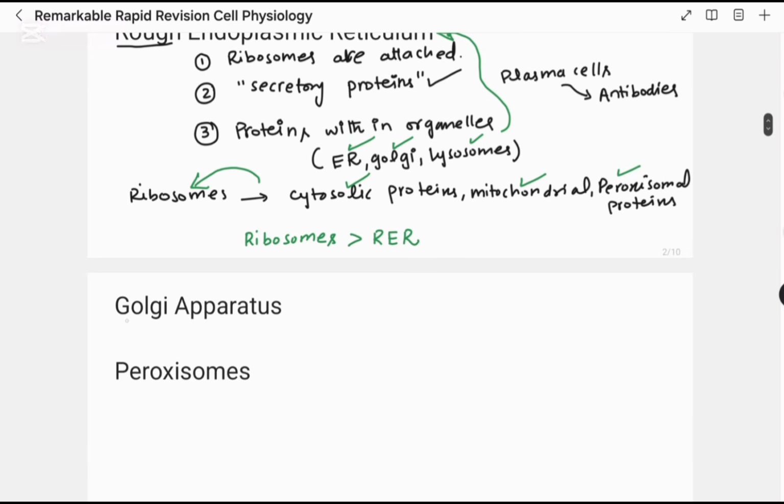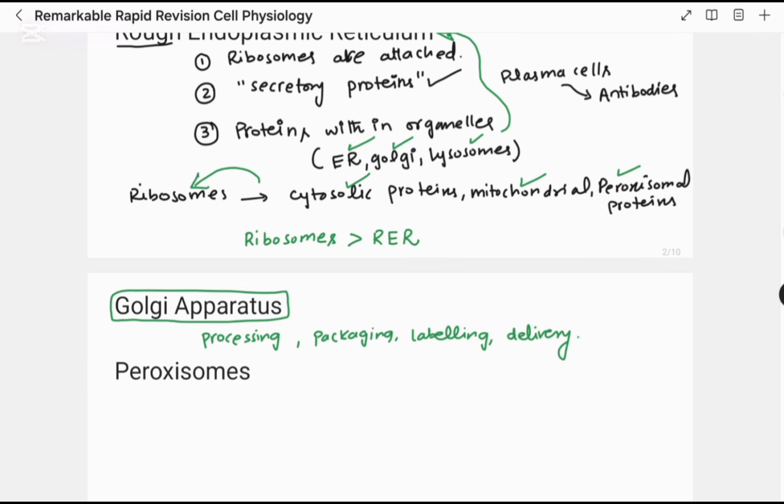Golgi apparatus, just इसको ऐसे देखें जैसे you are looking at the working of a factory. वहाँ पे प्रोसेसिंग ऑफ प्रोडक्ट है, पैकेजिंग ऑफ प्रोडक्ट है, लेबलिंग ऑफ प्रोडक्ट है एंड डिलीवरी ऑफ प्रोडक्ट है. तो ये सारे काम गोल्जी अपरेटस के हैं.